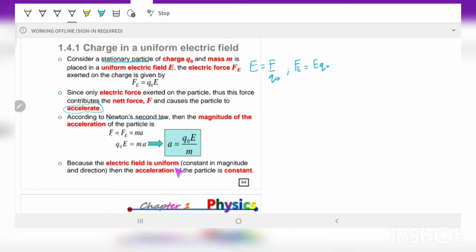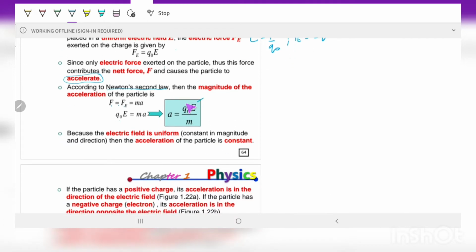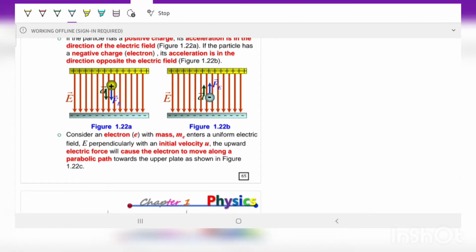Because electric field is uniform, then the acceleration of the particle is constant. Since ini pun constant, ini pun constant, of course mass dia pun constant, so kita akan dapat nilai a pun constant juga. Okay, contoh. Ini ada situation dia. If a particle has a positive charge, its acceleration is in the direction of the electric field. If the particle has a negative charge, its acceleration is in the direction opposite the electric field.